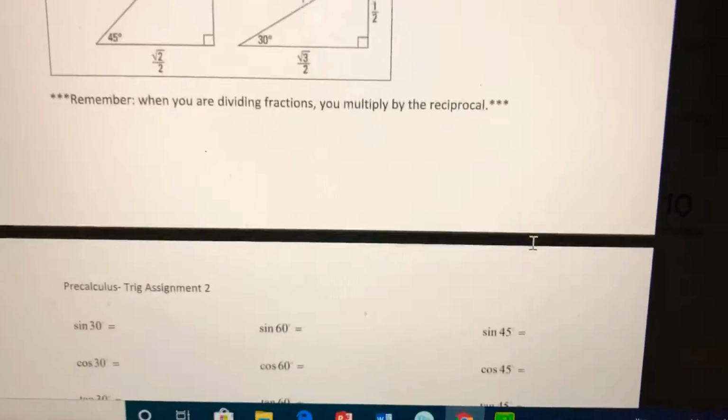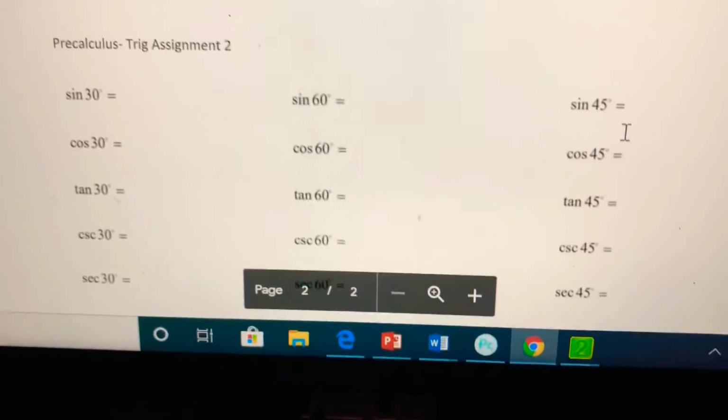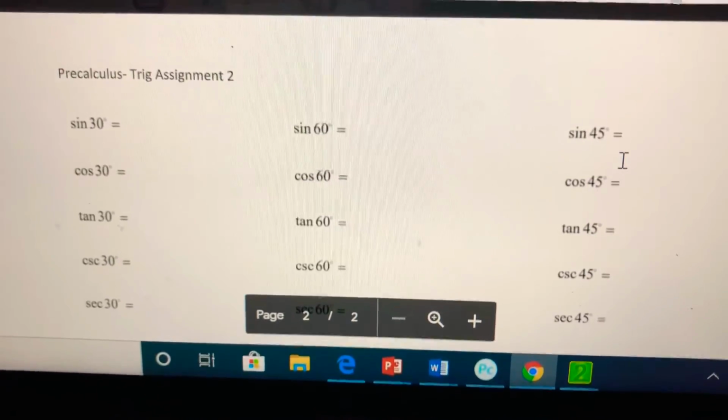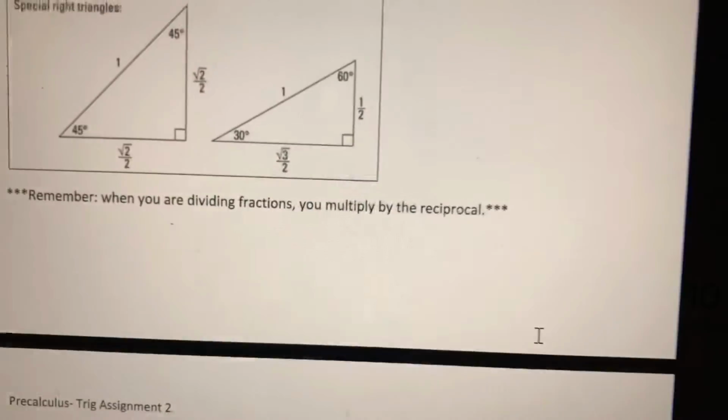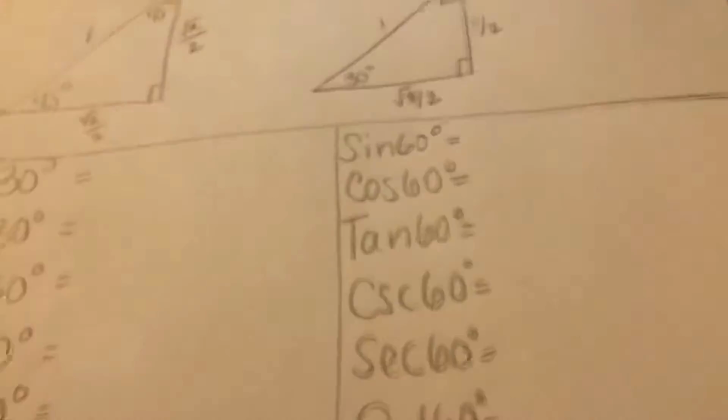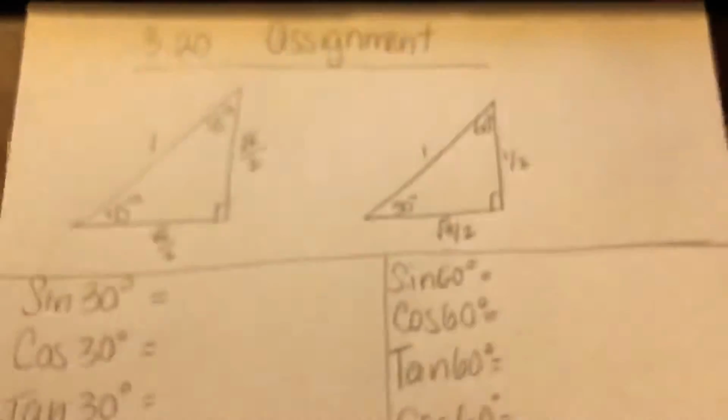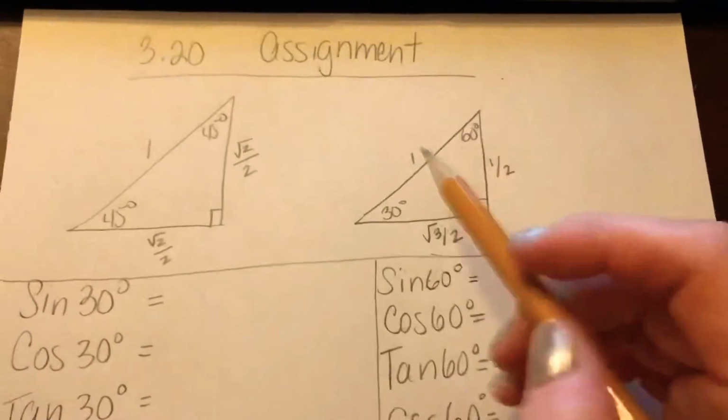So I'm going to be finding, which was on the assignment, the ratios for the 30, 60, and 45, okay? So I have it written here. I'm just going to show you the work in case anybody wants to see it, all right? So let's start with 30 degrees, okay?